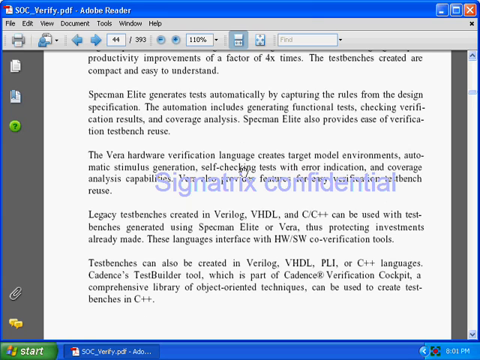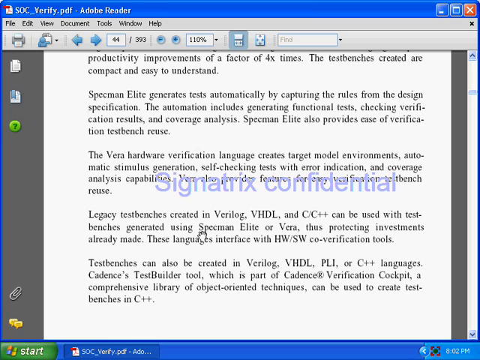Now the Vera hardware verification language provides a target model environment, automatic stimulus generation, self-checking tests with error indication, and coverage analysis capability. So whatever capability is provided by Specman Elite, the same capability Vera has. Vera also provides features for ease of verification test bench reuse. So both are approximately the same. Legacy test benches created in Verilog, VHDL and C++ can be used with test benches generated using Specman Elite or Vera, thus protecting the investment already made.